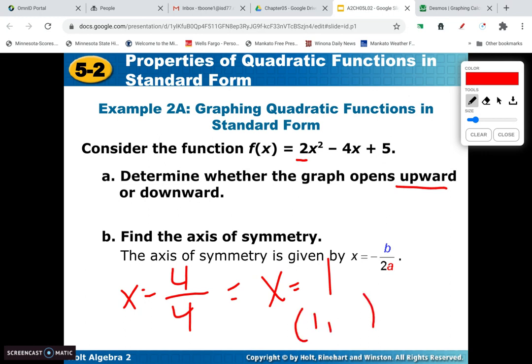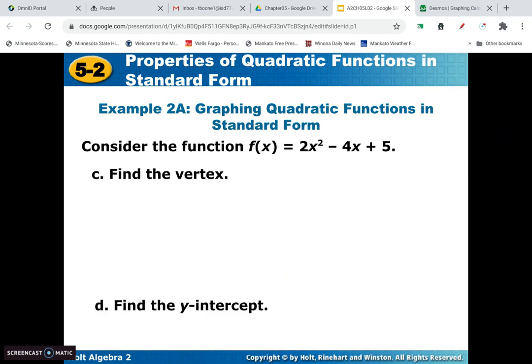That's 1. And so what we can do is put that back into here. We take 2 times 1 squared minus 4 times 1 plus 5. Well, that's going to be 2. If we go minus 4, it's negative 2 plus 5. That's going to be 3. So that's what the vertex is. The x-coordinate of the vertex is always the same as the axis of symmetry because it goes right through it. Kind of slick.